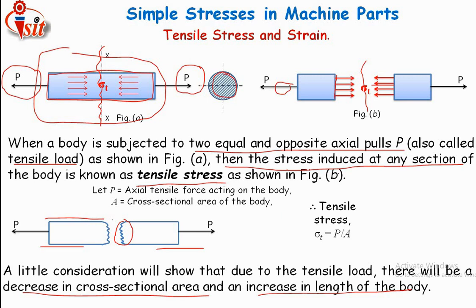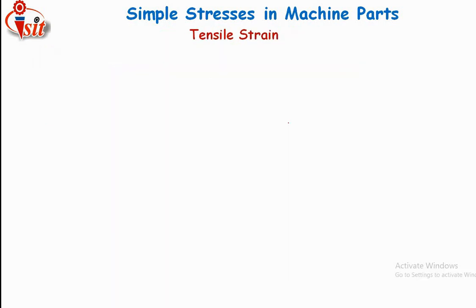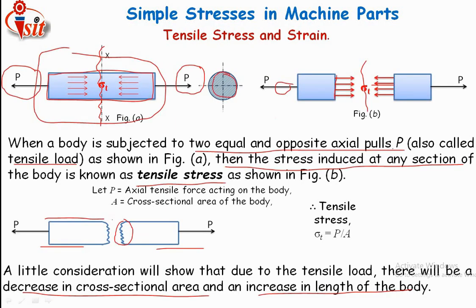So mathematically we can express the tensile stress as a tensile force divided by cross sectional area. This is the cross sectional area. Axial tensile force acting on the body divided by cross sectional area of the body, and this cross sectional area is the circular cross sectional area. Now this is the concept of tensile stress.